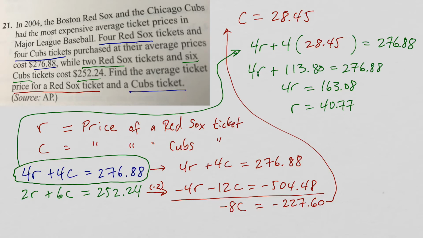So Cubs tickets cost $28.45 and Sox tickets cost $40.77. That's $40.77.